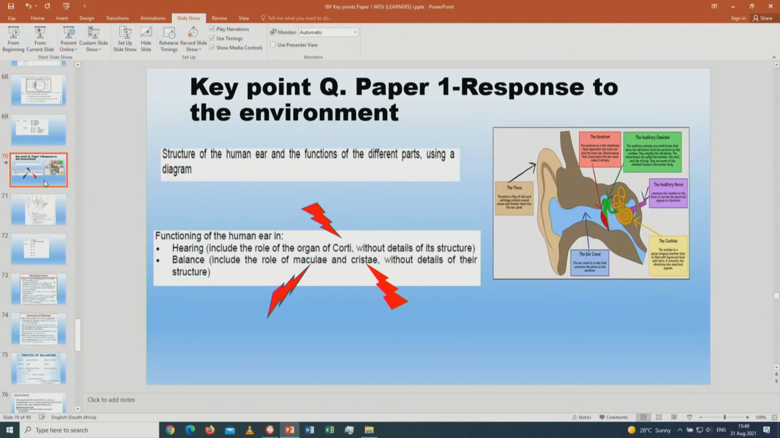All right, and then under the human ear, again, the structure, the parts, and the functions. And then after that, functioning of the human ear, which are hearing and balance. Please go through these two functions.